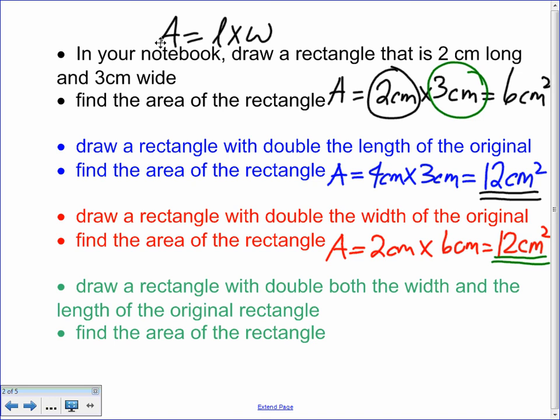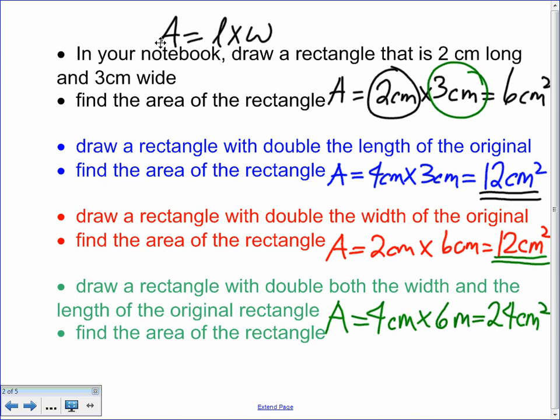So let's try this lastly. Let's draw a rectangle with double the length and double the width and find its area, and let's see what happens to our original rectangle. Area equals length times width. I'm going to double the original length to 4 centimeters. I'm going to multiply it by double the original width, which is 6 centimeters. My area is now 24 centimeters squared.